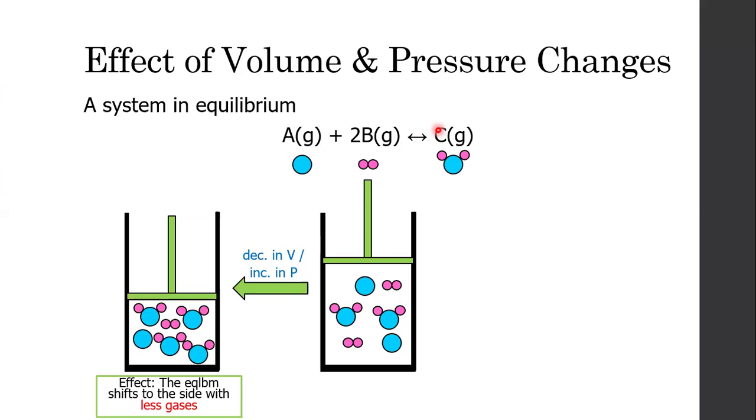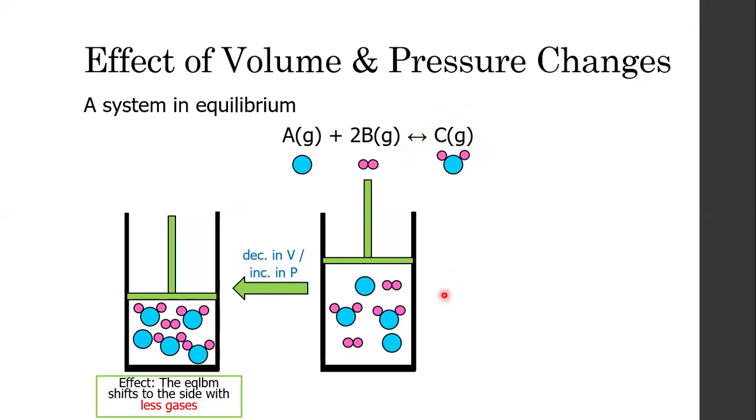So the reactant side has more gases and the product side has less gases. So when you decrease the volume, a decrease in volume or increase in pressure would shift the equilibrium to the side with less gases, which is the product side.